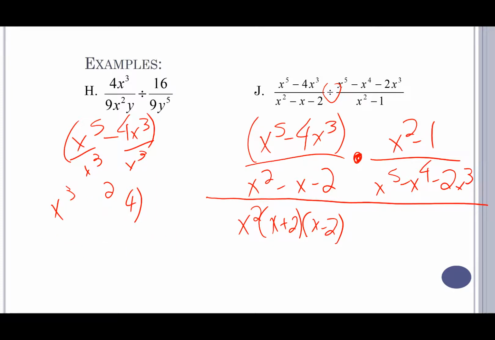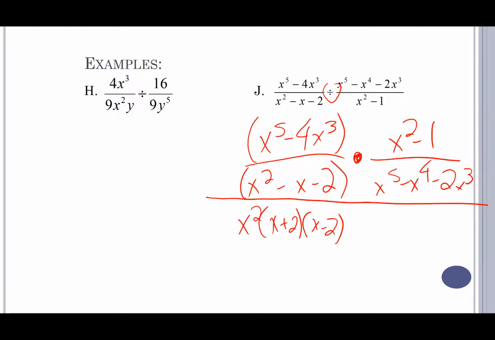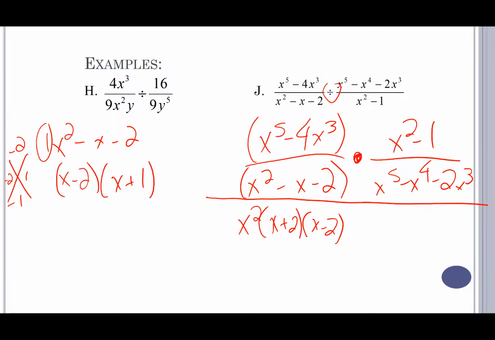Now let's factor the bottom left. That is my x squared minus x minus 2. It's a trinomial, so I'm going to try using product and sum. I'm looking for two numbers that multiply to make -2 and add to make -1. In that case, those two numbers would be -2 and +1. Since it's 1x squared, a being 1, that tells me that x minus 2 and x plus 1 are my factors. So that's my denominator for that: (x minus 2)(x plus 1).